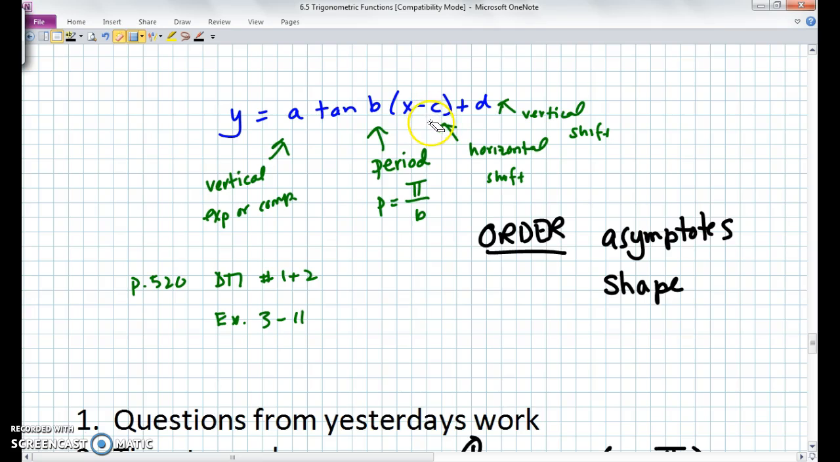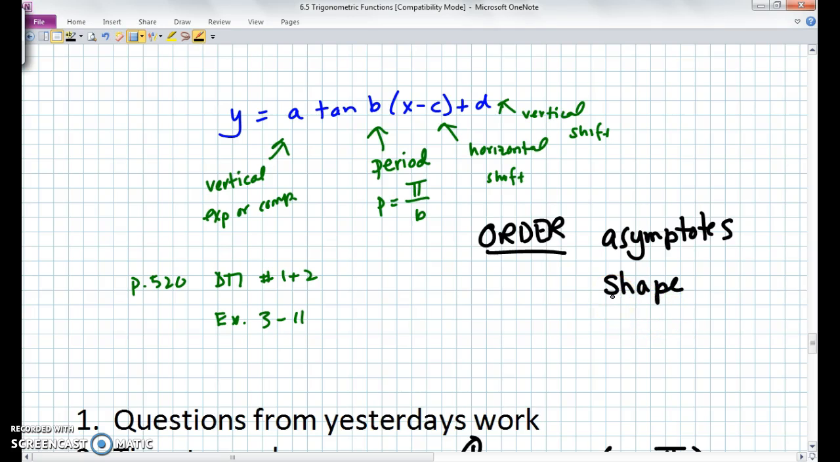C is not a phase shift because we don't have a wave, so we can't shift the phase. It's a horizontal shift, and D is a vertical shift. Okay? Now the order for graphing, we still have flexibility in the order because it's a periodic function, but my suggestion would be to figure out where the asymptotes go first, and then we know the basic shape of a tan graph, so we're going to put our points in, and we'll talk about that. So I'm going to do some examples with tan graphs so you can see what I mean by the shape.